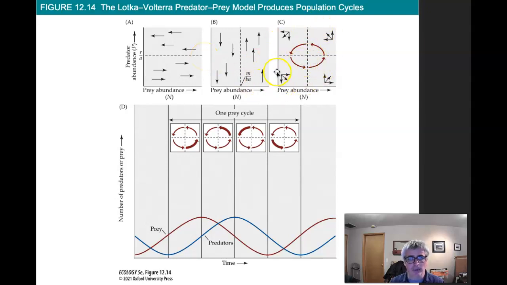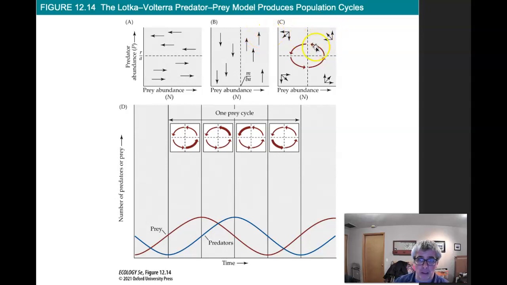So this is combining both of these. And so I think it's useful to look at this and then go back to B and C. So let's start in the upper right-hand corner. And just ignore this wiggly business for a second. Just go to the upper right-hand corner for graph A. If you're in the upper right-hand corner for graph A, prey are going down, fewer prey. If we're in the upper right-hand corner for B, predators are going up, okay?